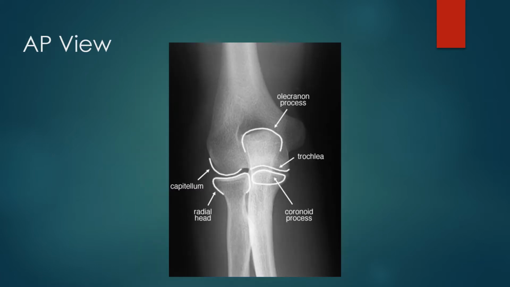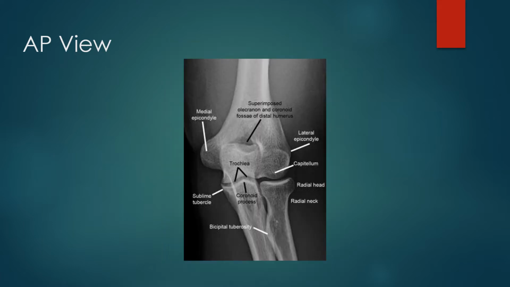So a typical view of the x-ray includes an AP view and a lateral view when we look at the elbow joint. So some of the important structures to identify on an AP elbow x-ray include the radial head, the capitellum, the olecranon process, the trochlea, and the coronoid process. So we're going to be discussing certain pathologies later on that will be unique to the medial versus lateral aspect of the elbow. So just keep track of your orientation to laterality.